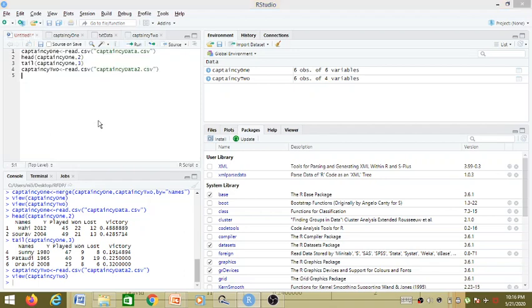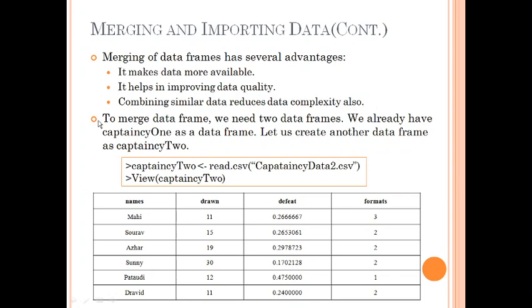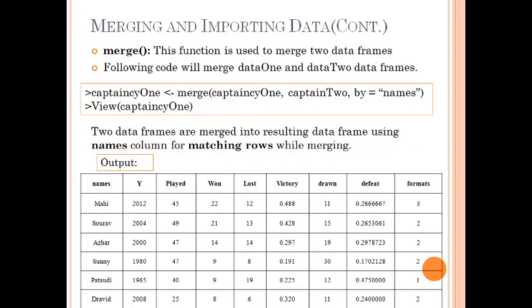Now for combining two data frames, it is very necessary that both the data frames have at least one column which will have matching data in it. Like here in both the captaincy 1 and captaincy 2 data frames, we have a column named names which has some common values in it. Based on that, the merge operation will be performed. So this merge from R programming is exactly similar to the join operation from databases.